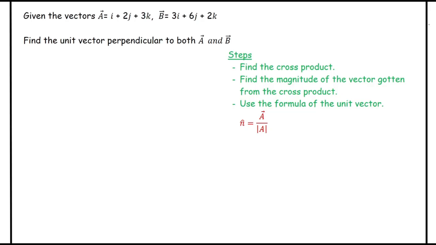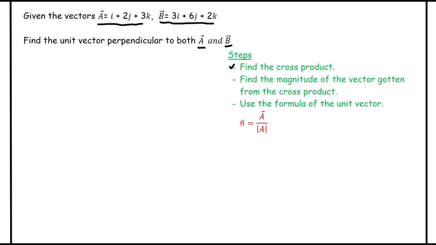In today's video, we'll be talking about how to find a unit vector perpendicular to two vectors. The vectors in question are A and B, which are given here. Now, the series of steps we have to follow is: 1. We have to find the cross product of the two vectors.